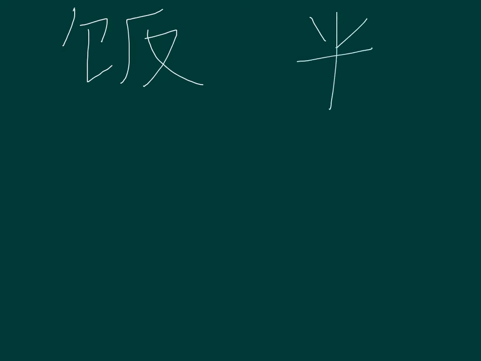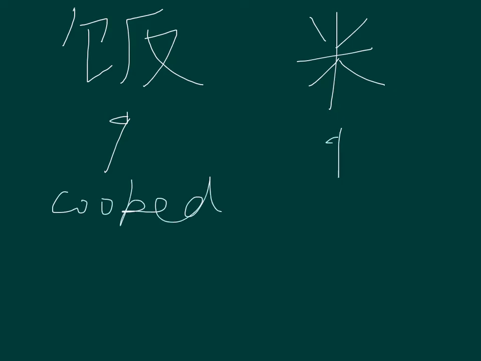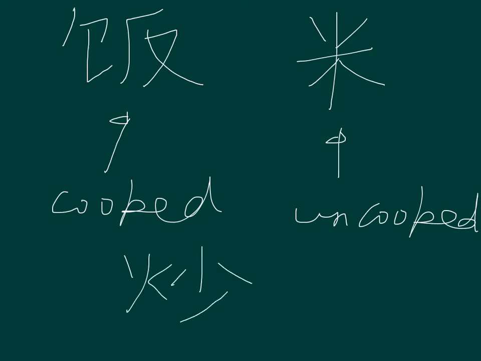And also they have the character 饭. 饭 means rice. 米 also means rice. 饭 normally means the cooked rice. And this means uncooked rice. We also mentioned 炒 in the previous slide. So 炒 plus 饭 means fried rice.